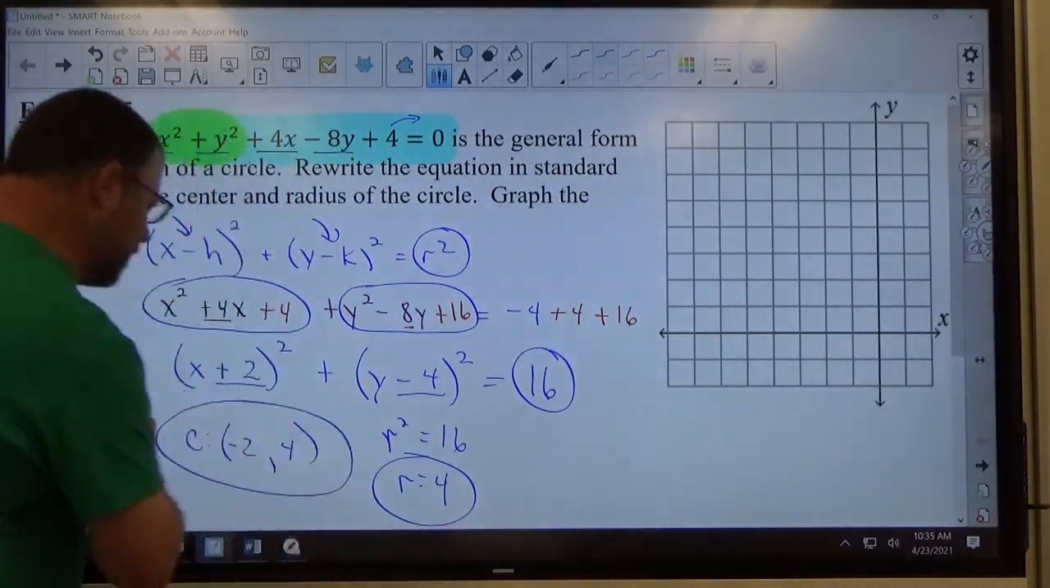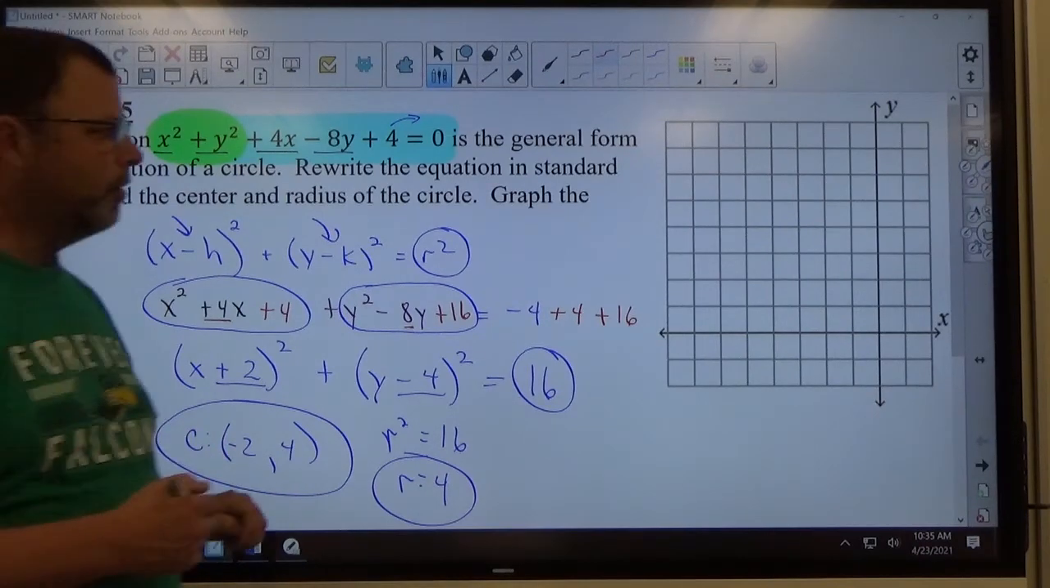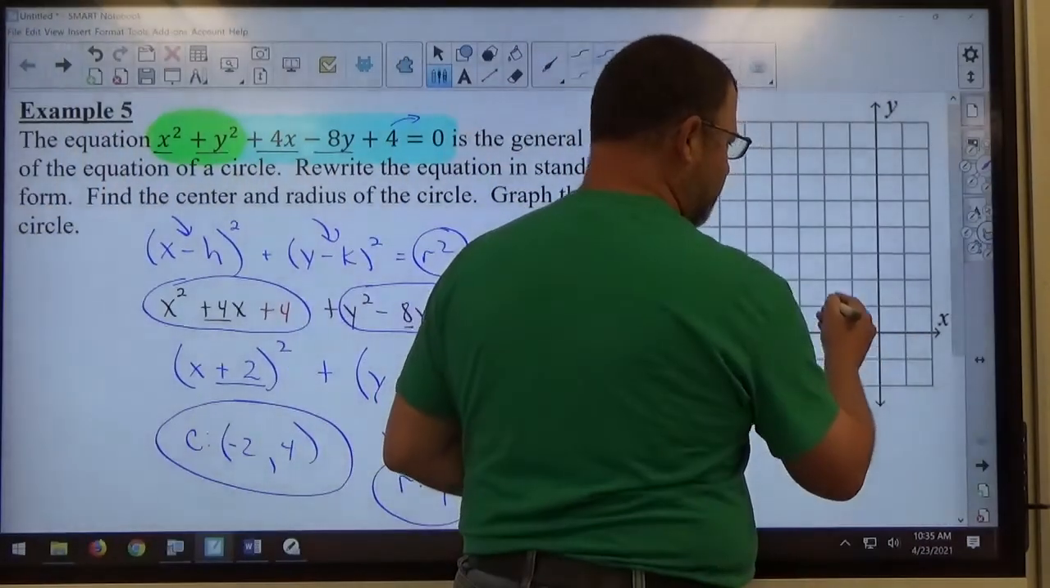So that's the two things I need to know. It says find the center and radius. I've found the center and radius. Okay. Since I am graphing, I'd like to get a decimal approximation if it wasn't an exact number. So square root of 16, of course, is 4. If it was square root of 15, use a calculator to get me a decimal approximation, whatever that is. All right. Once we've got the center and radius, which is one of the requests, the other request is to graph the circle. So to graph the circle, I plot the center first. Negative 2, 4 is 2 left and 4 up.